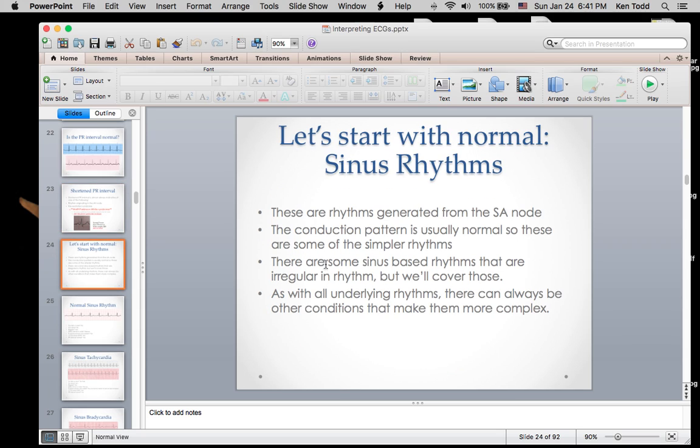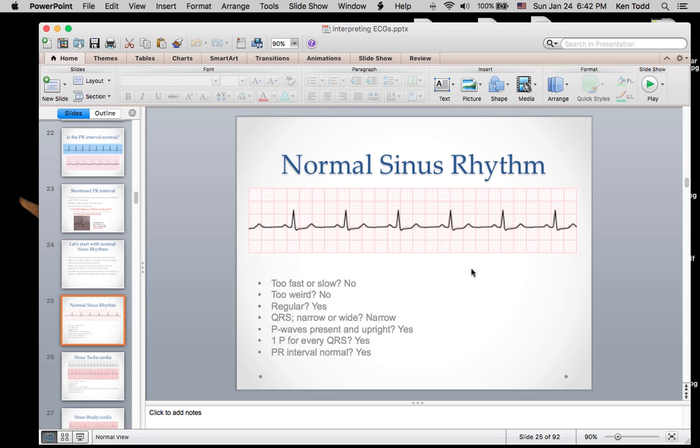So we're going to start with normal sinus rhythms. Or start with what's most normal, which is a sinus rhythm. A normal sinus rhythm is not a bradycardia, not a tachycardia. It originates in the SA node, gets conducted normally through the rest of the heart, and has a rate between 60 and 100. So you're going to see some sort of variation at this.